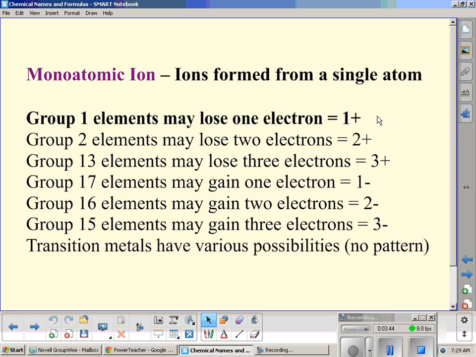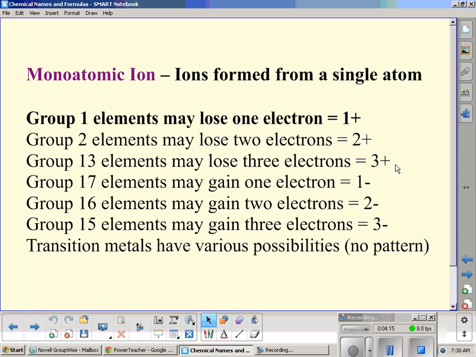So if they lose 1 negative charge, 1 electron, they end up having an overall charge of +1 because they've lost a negative charge. Group 2, if they lose 2 electrons, their outer layer is now full, and they end up having a 2+ charge. Group 13, if they lose, well, to be honest here, the only one that really does this is aluminum. But okay, we'll say group 13. If it loses 3 electrons, it will have a 3+ charge.